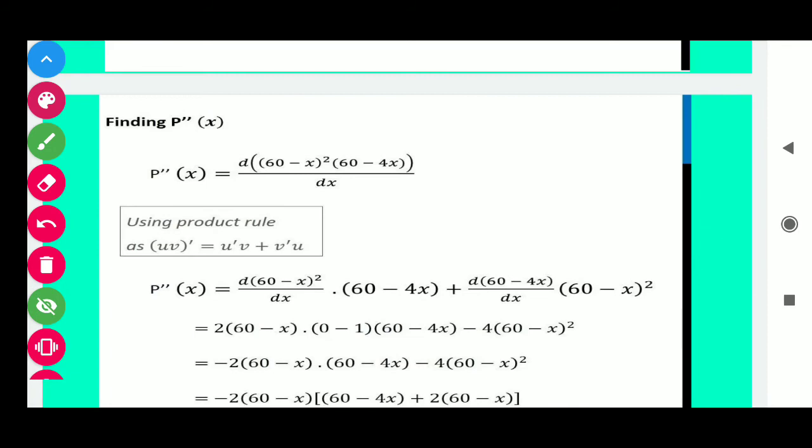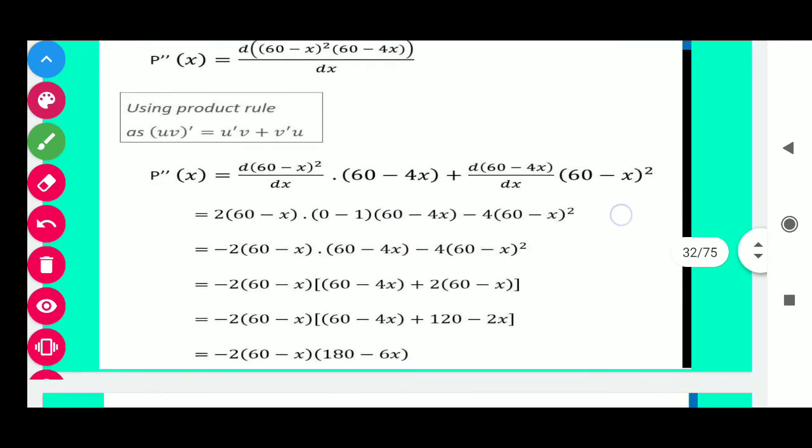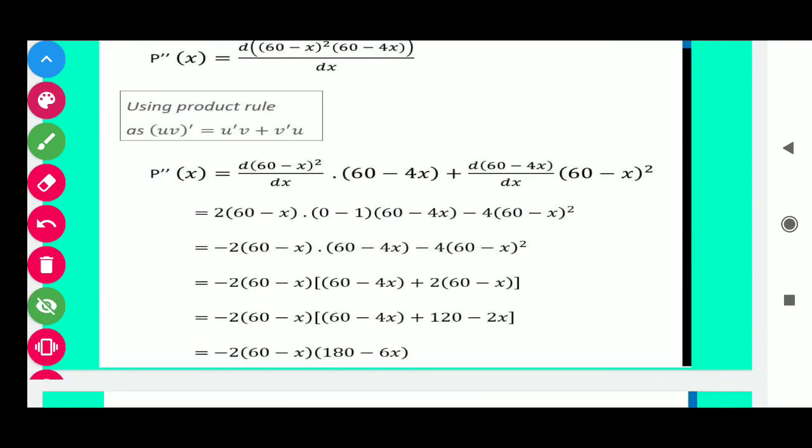First function, derivative of the second function, and second function, derivative of the first function. So its derivative is 2, (60 minus x) as it is, and the derivative of the middle term is minus 1. Similarly, the derivative of 60 minus 4x is only minus 4. Now calculate all these, we get minus 2(60 minus x)(60 minus 4x) plus 2 into (60 minus x). So in this way we get minus 2(60 minus x)(180 minus 6x).